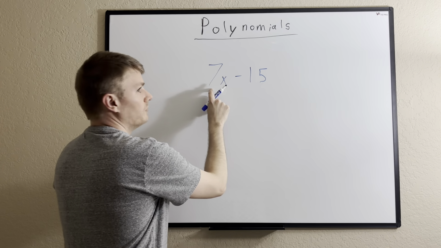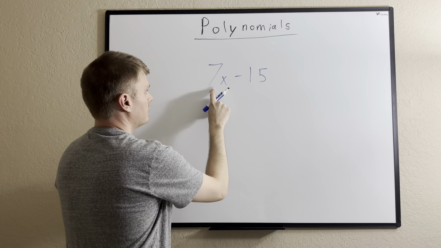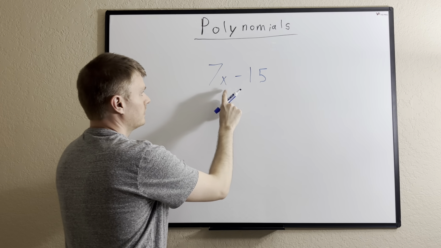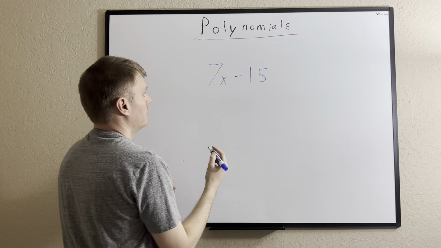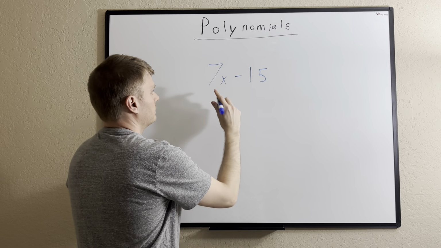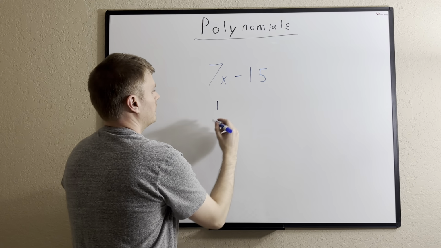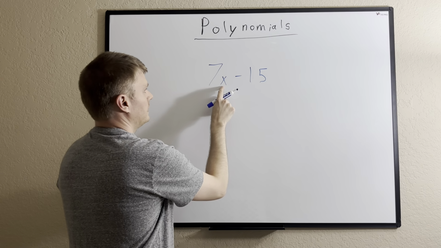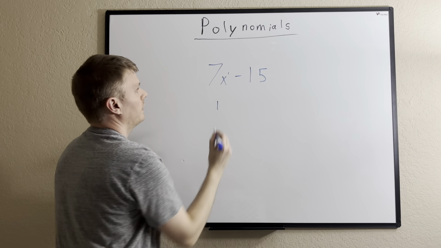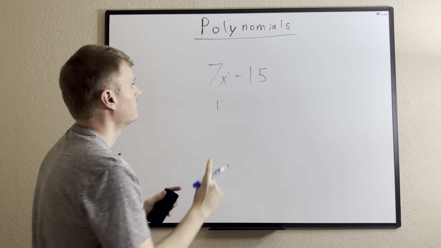Now, coefficient of the first term is 7. Variable is x. What's the degree? Well, the degree is 1 because it's x to the first power. There's an understood 1 there.